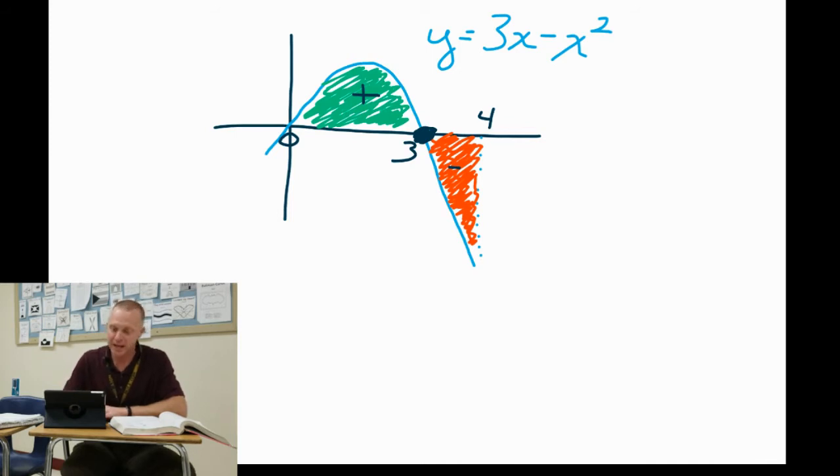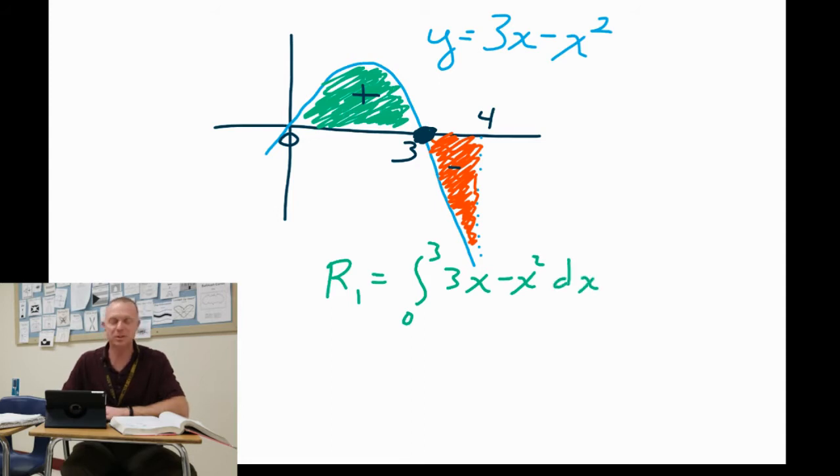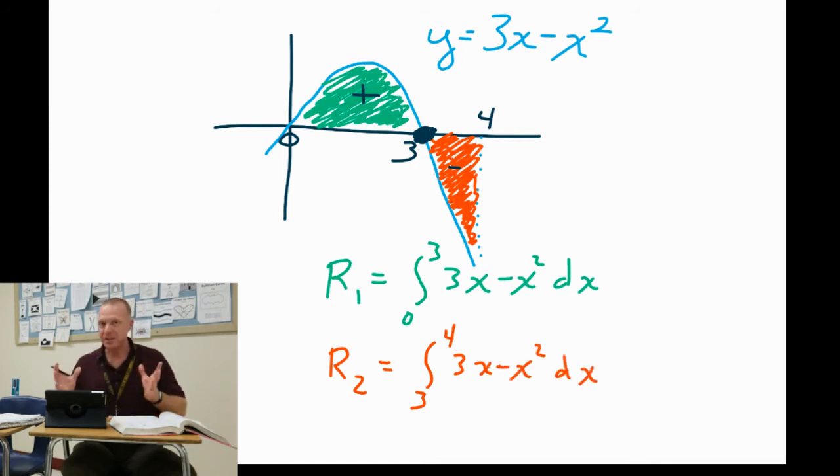If you're curious, it's really not too tricky. I hope it seems reasonable to say that region 1 is just going to be the integral from 0 to 3. And again, notice that the number 3 becomes one of my boundaries for this part of the problem. So region 1 is the integral from 0 to 3 of our function, which is 3x minus x squared. And then region 2 is going to pick up where we left off at 3 and finish the rest of the way to 4 of our function. So really, when it comes to setting up the problem, we've basically created 2 integrals.